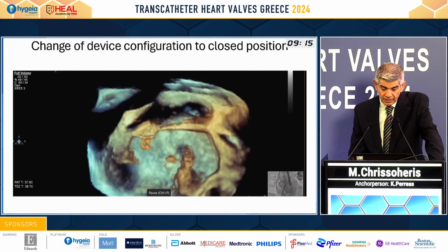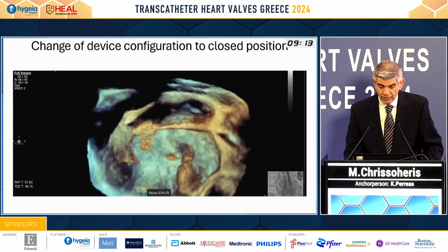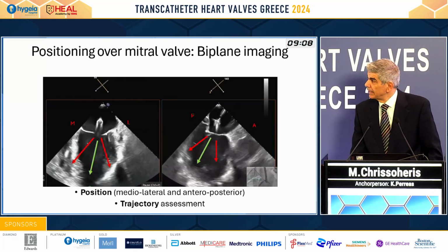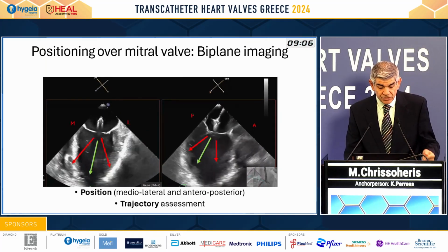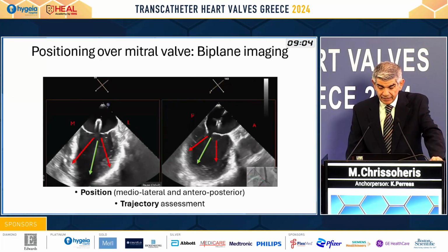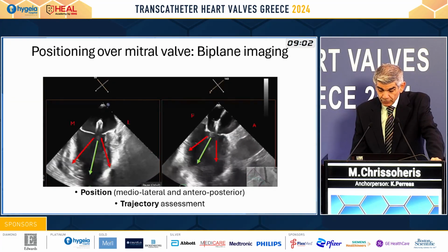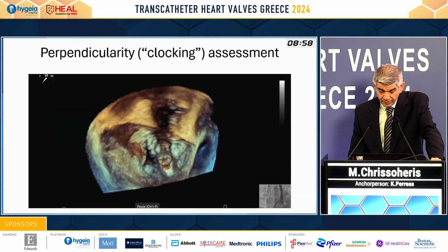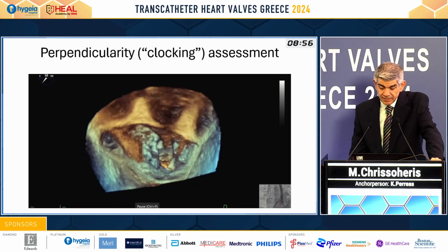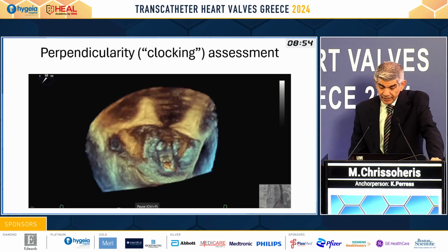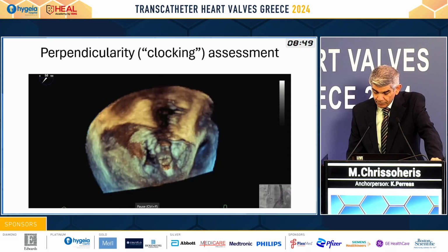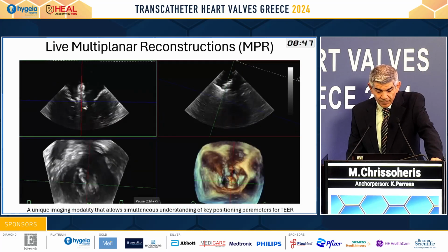Introducing the device into the left atrium, we use 3D imaging to help us navigate. Moving over to the mitral valve, understanding position and trajectory is very important in order to have the correct engagement with the valve. Clocking is the next critical component of the imaging, and we want to clock the device to be perpendicular to the coaptation zone that we're interested in.